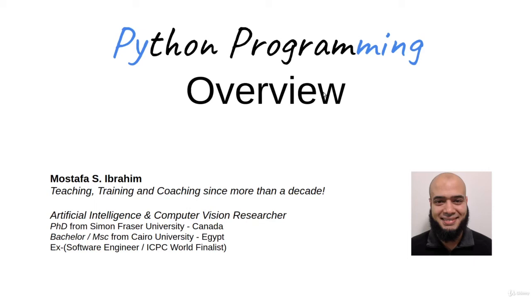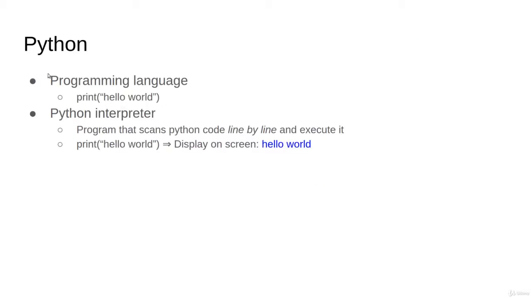In this section, we will learn how to install Python and PyCharm. I would like first to provide an overview about some terminologies. First, about Python. Python is our programming language. When we write something like print("hello world"), it is a command that tells the language to print hello world for us. There is what we call a Python interpreter.